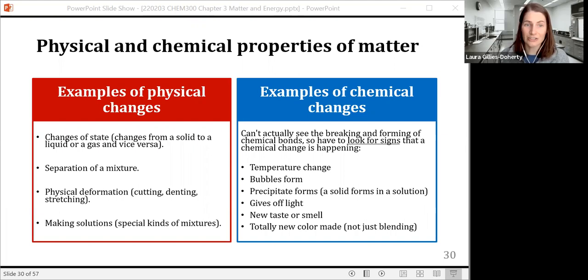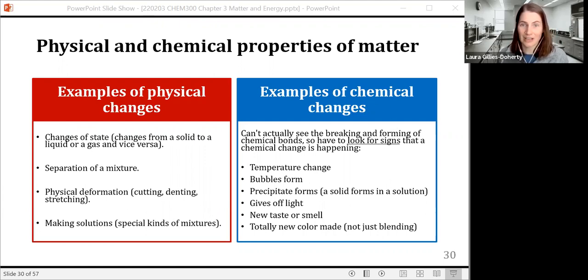And then making solutions. When you make a solution, you don't change the identity of what's going into the solution. It's just a special type of mixture where everything is so well blended together. It's homogeneous and you can no longer separate the phases just by letting them settle.